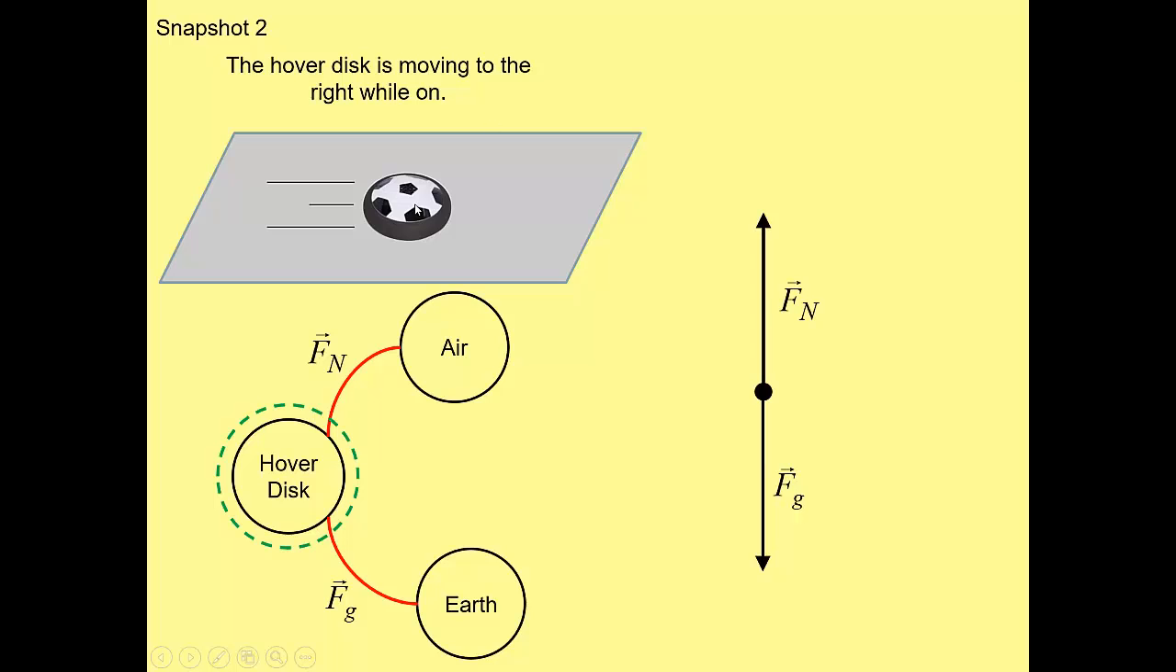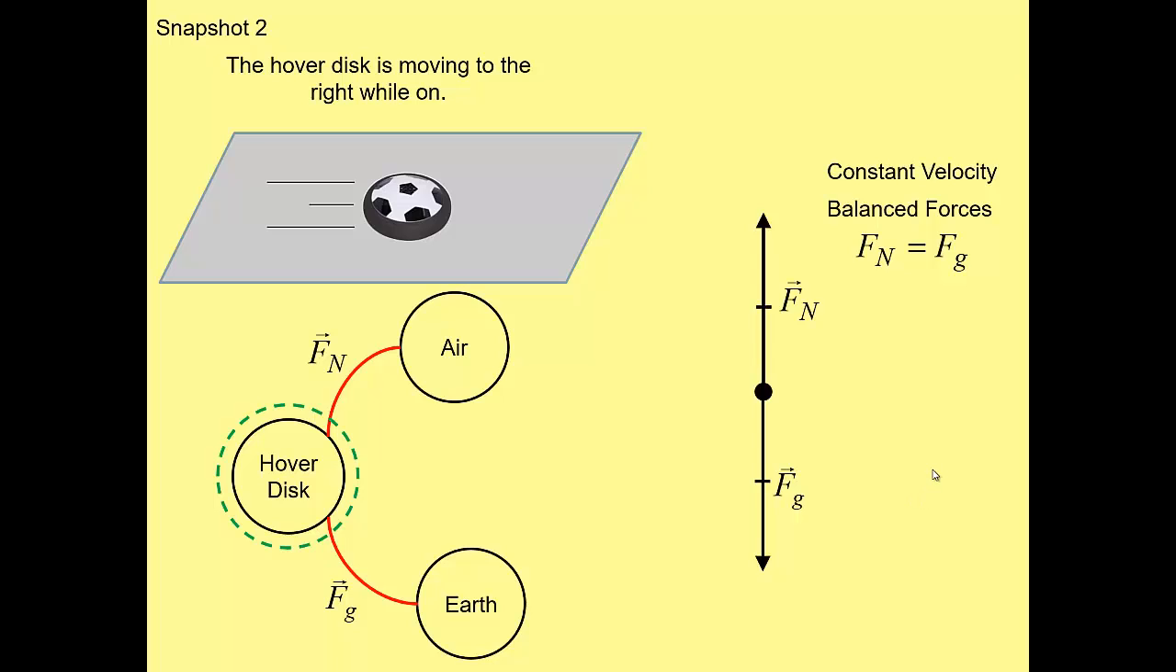Did the hover disk have a constant velocity or a changing velocity? Hopefully you remember the whole point of the hover disk was that it moves at a constant velocity because it has inertia. It has a tendency to just keep doing what it's doing. So how big do you think this normal force is compared to this force of gravity? Well, my hypothesis here is that, again, they are balanced with one another. They are the same size.